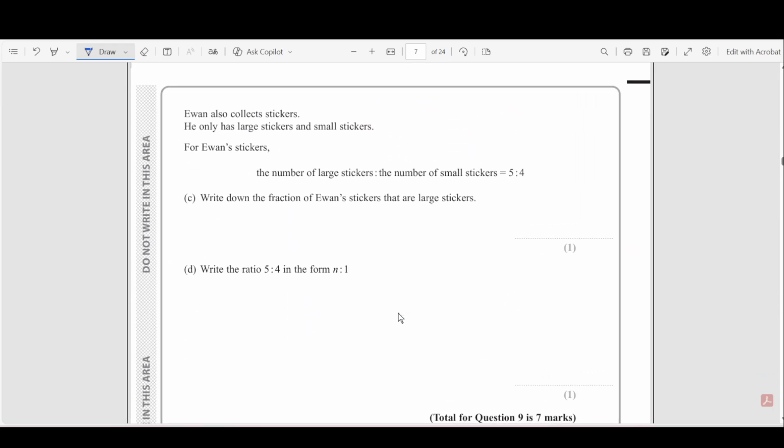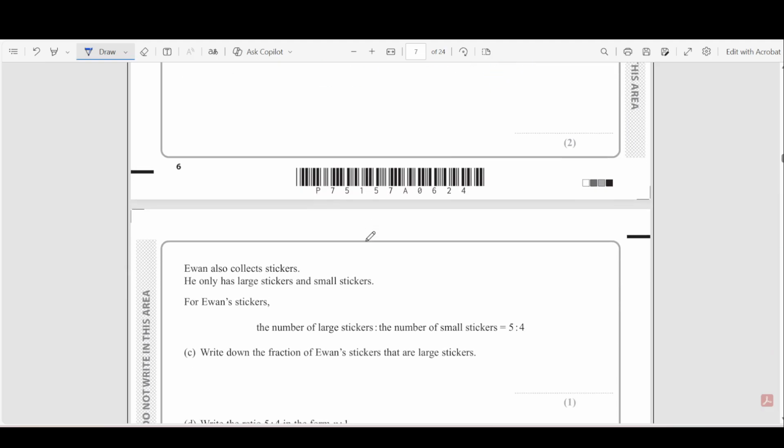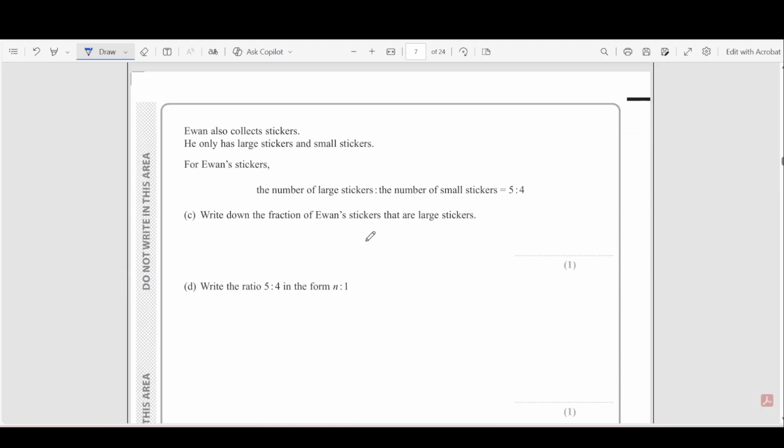Let me just zoom it. Okay, so next question we have this. Even also collects stickers. It only has large stickers and small stickers. For the large stickers and small stickers, we have given ratio, right? And write down the fractions. So we have to write the fraction of even stickers that are large.